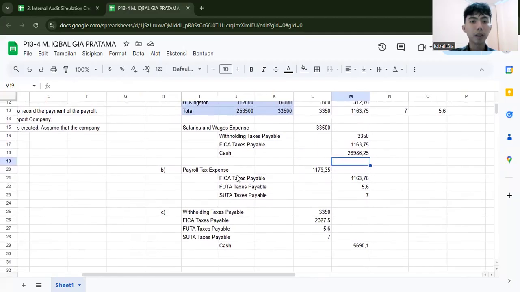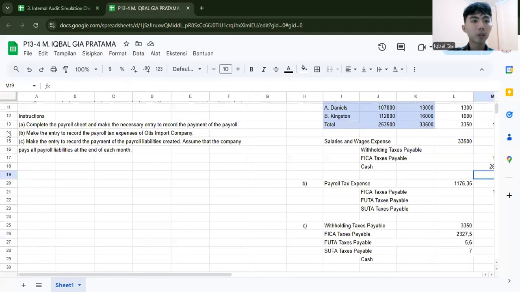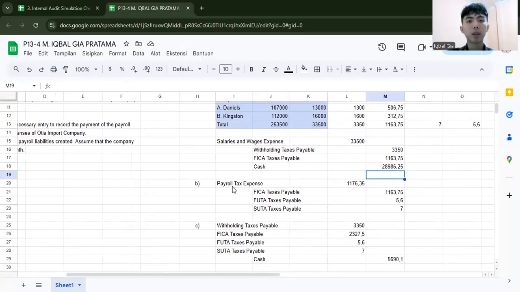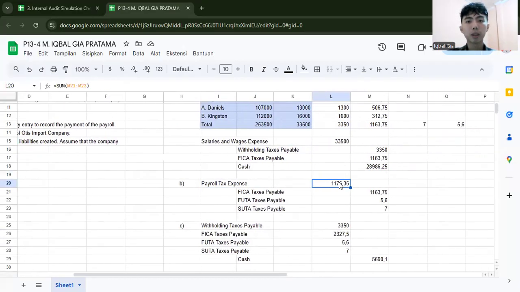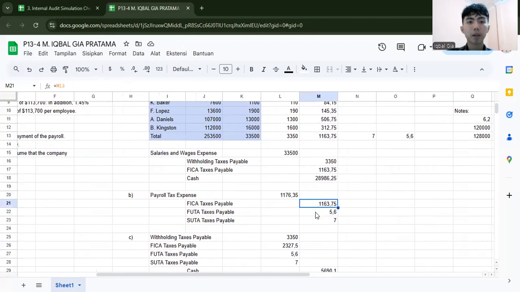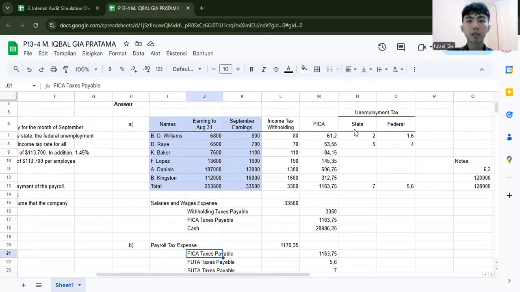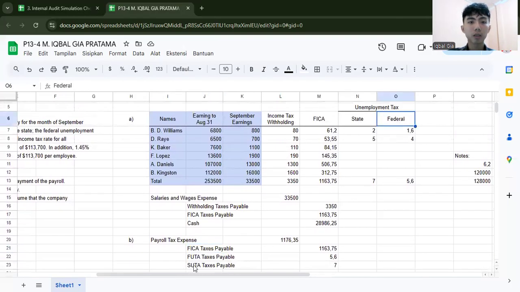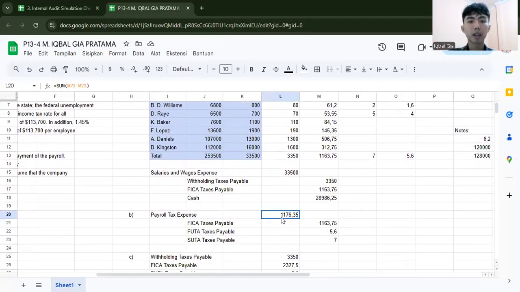And for B, we will make the entry to record the payroll tax expenses. The payroll tax expenses we will calculate from FICA taxes payable, FUTA taxes payable, FUTA is federal, and SUTA taxes payable, SUTA is for the state. We will just add them, and we will get the payroll tax expenses from this number.